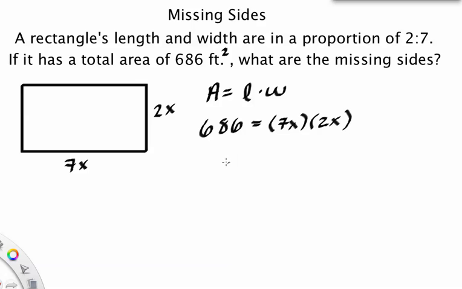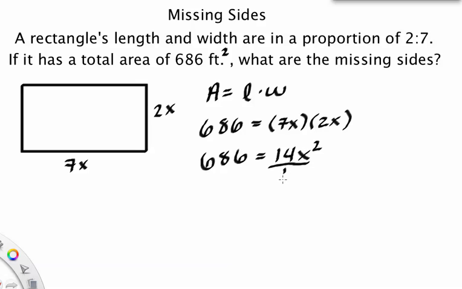Now avoid the biggest mistake that people make. When they multiply those together, so many times I've seen students just say that it's 14x. It is not 14x. Remember, these x's have exponents on them. That's x to the first and x to the first. When you multiply them together, it becomes x squared. So this is 14x squared.